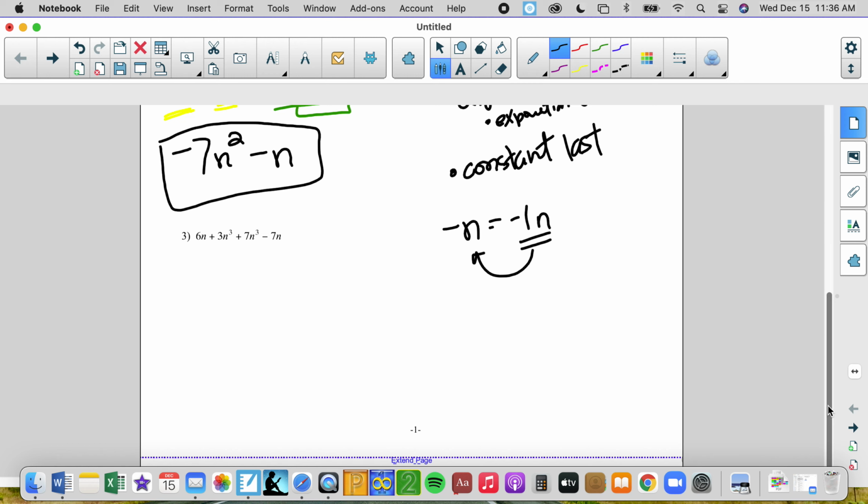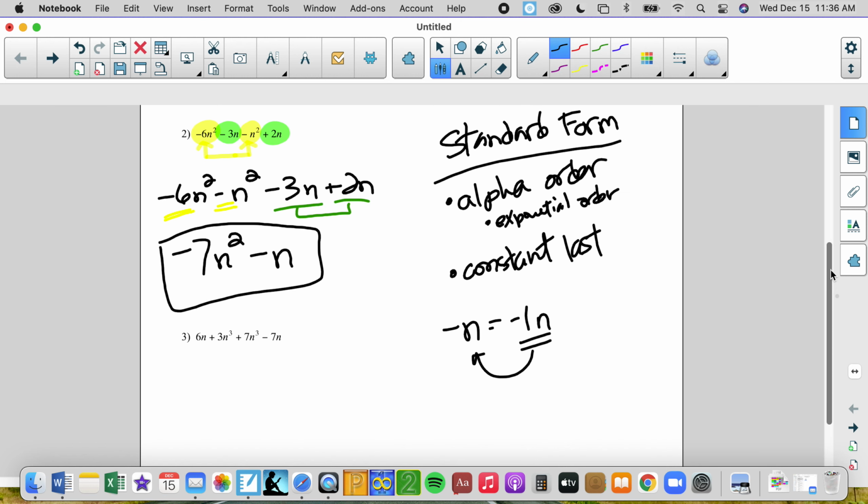All right, and that's in standard form. Oh, so here we go, standard form on this one. So alpha order, well, notice they both have the same variable, n. This is n to the second, this is n to the first. So we're going to write n to the second before n to the first. That's why that came ahead of the n.